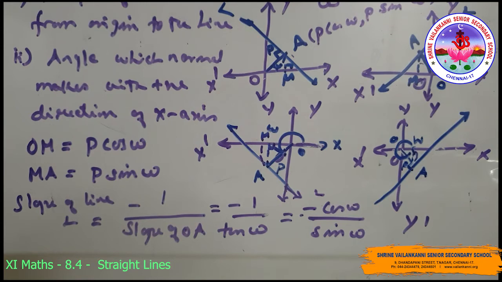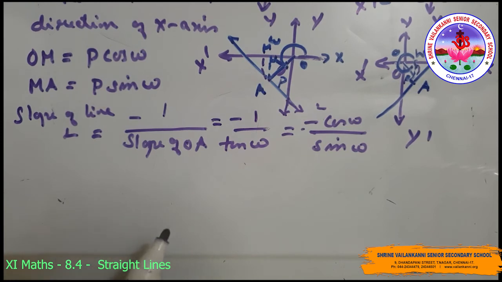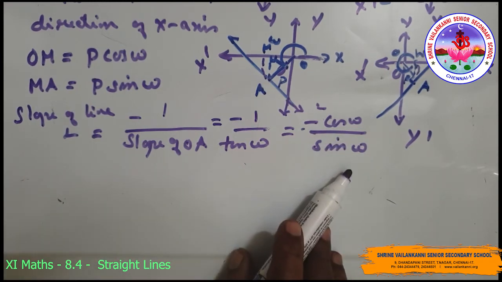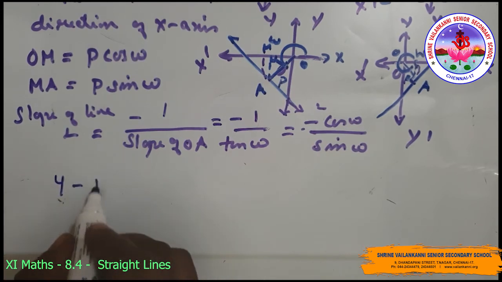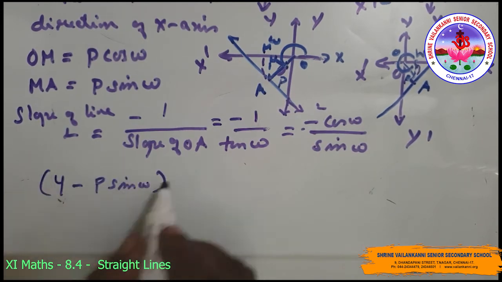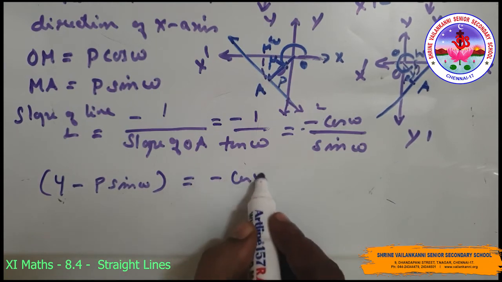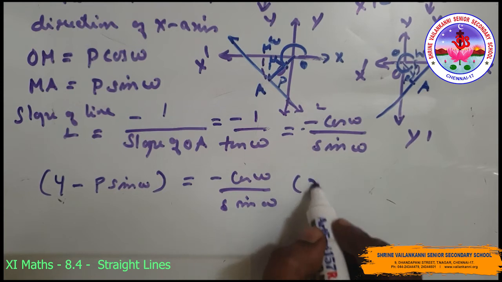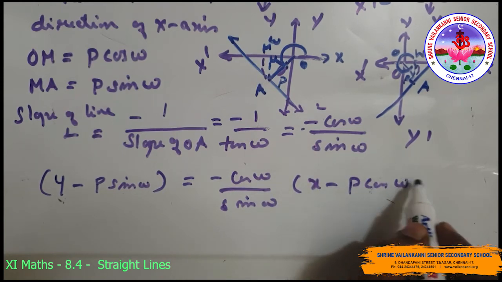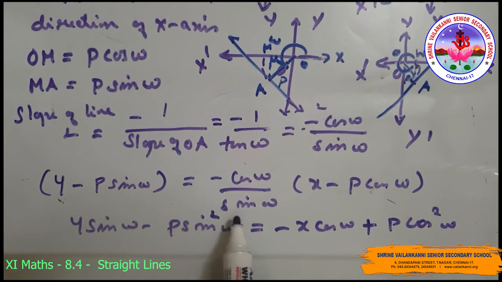Therefore, by point-slope form, the equation of the line L is y minus y1 equal to m into (x minus x1). We have found the slope as minus cos omega by sin omega. So y minus p sin omega is equal to minus cos omega by sin omega into (x minus p cos omega). On simplifying this, we get y sin omega minus p sin square omega is equal to minus x cos omega, minus into minus plus p cos square omega.